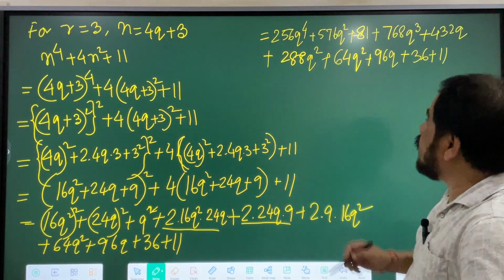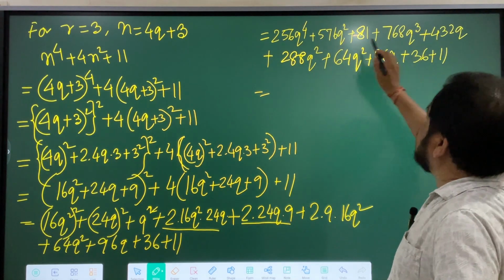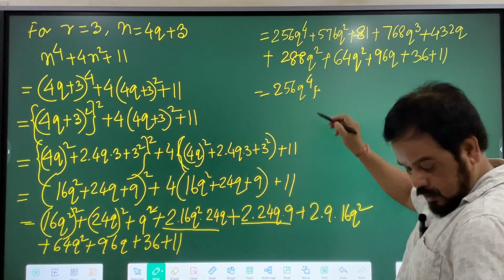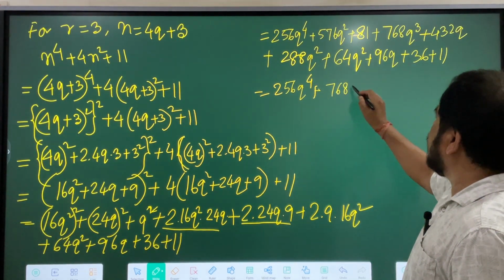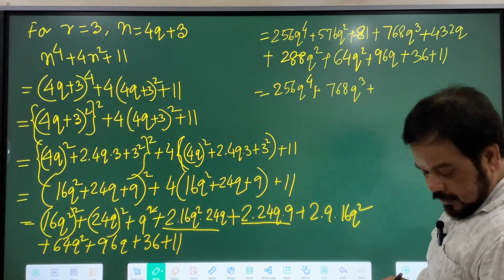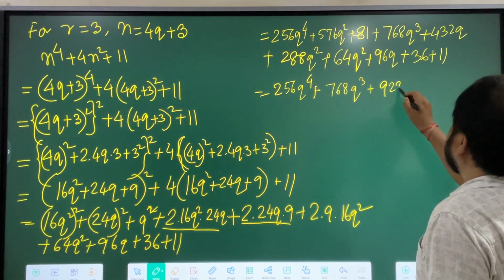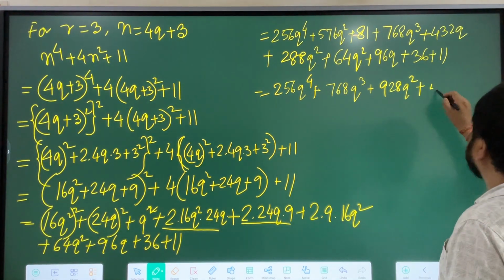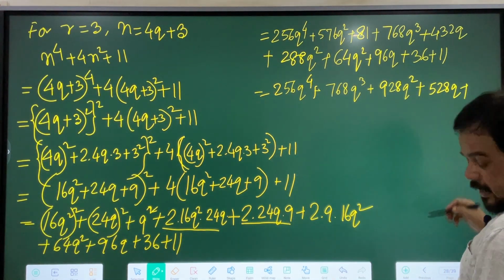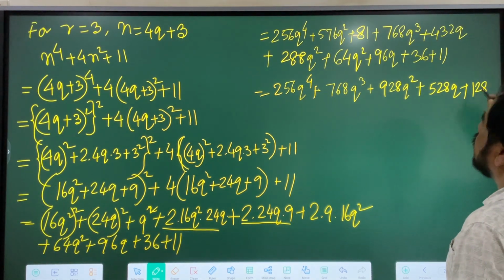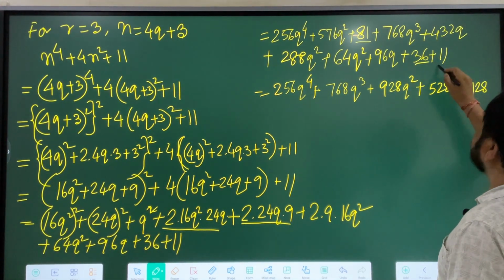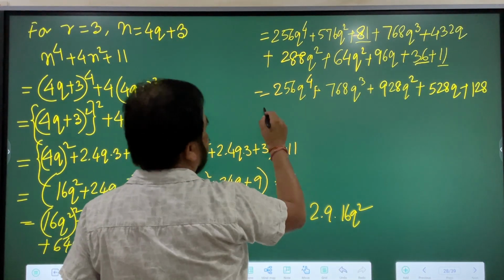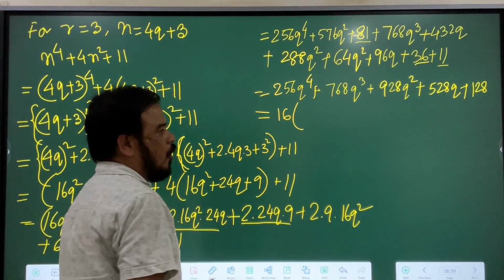So after doing all the calculation, square all addition, cube all addition: 256 q to the power 4 plus 768 q cube plus 928 q square plus 528q plus 128. 81, 36, 11, 128. So this can be divisible by 16, because our aim is to get 16k. 16 can be taken common.